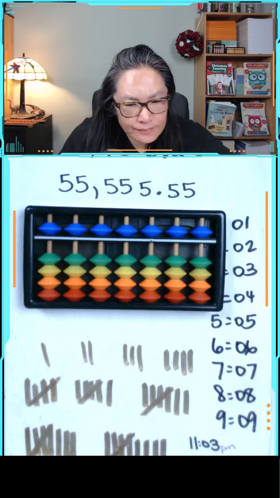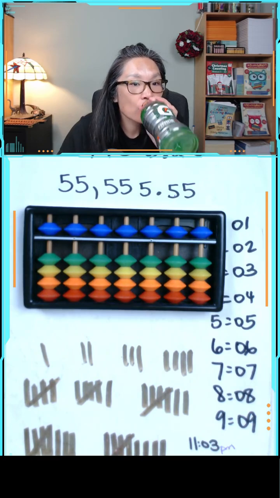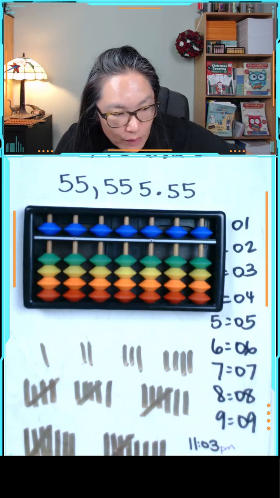55 burgers, 55 fries, 55 tacos, 55 pies, 55 cokes, 55 wings, 55 shakes, 55 pancakes, 55 pasta, 55 peppers, and 155 taters. The top bead will always be 5.